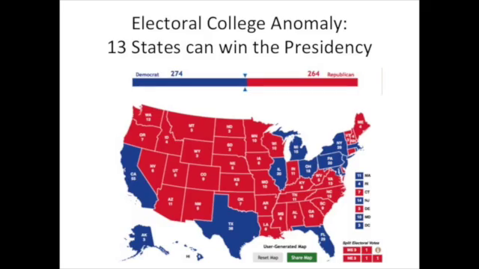This is an example, graphically, of what the country would look like in that situation, where just these 13 states have significant electoral votes, so that they would comprise the 207, in this case 274 electoral votes would be the result.